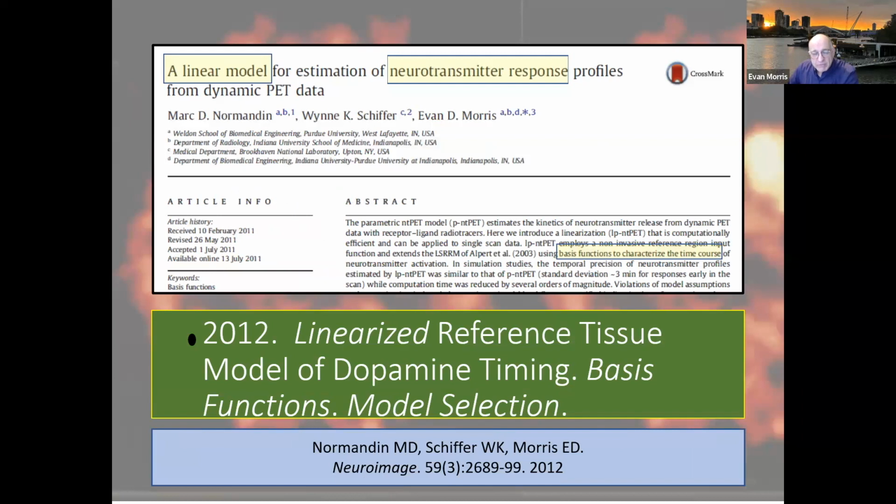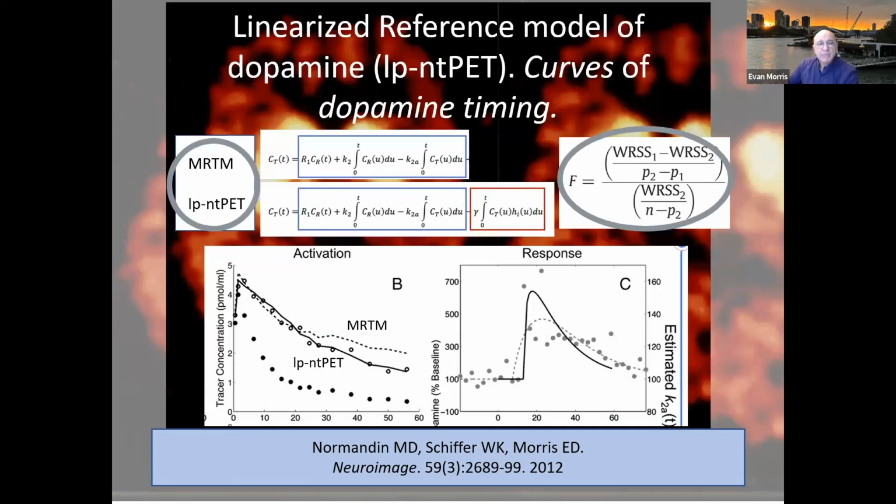But then a number of years after that, Mark Normandin, in his PhD thesis, introduced a linearization of that dopamine timing model, which could estimate dopamine timing without constraining it to a particular predetermined moment. And he relied on yet two more innovations, one which had been circulating in the PET space, basis functions, to accomplish his linearization, and model selection.